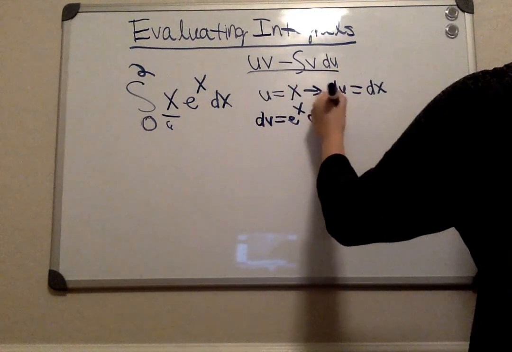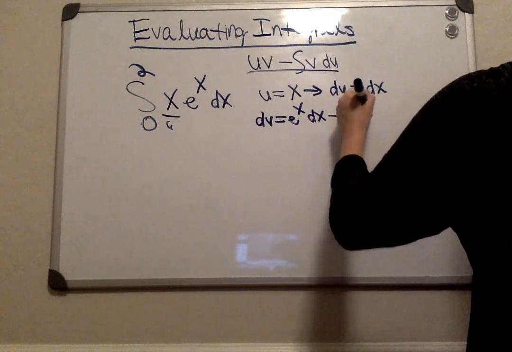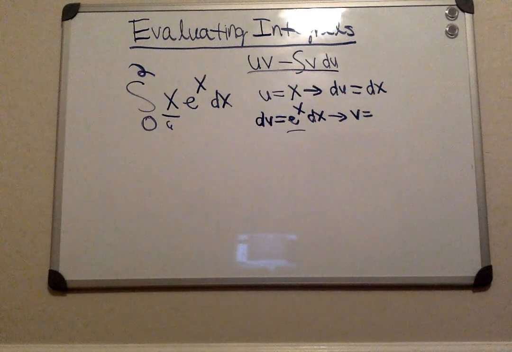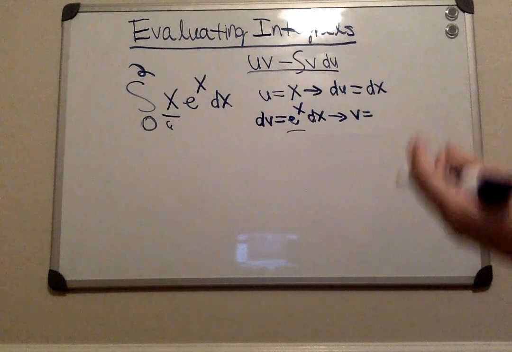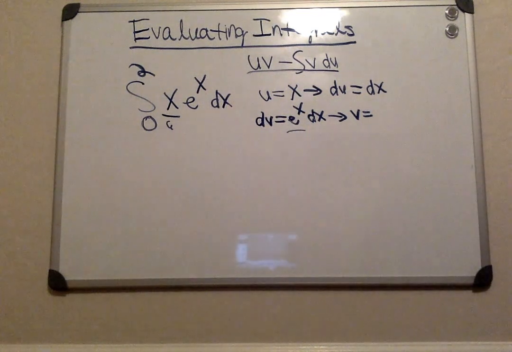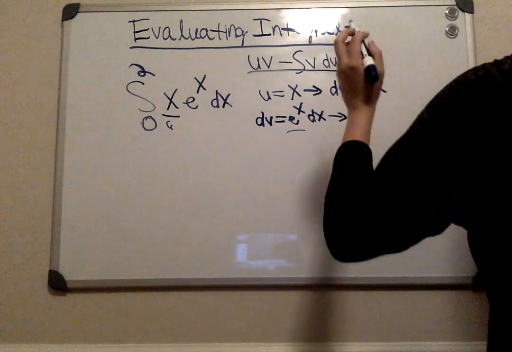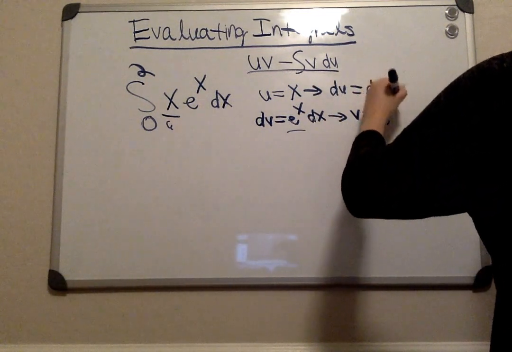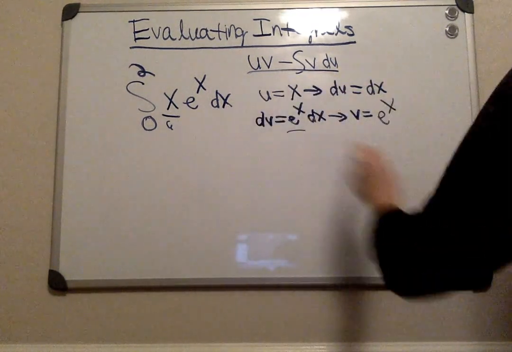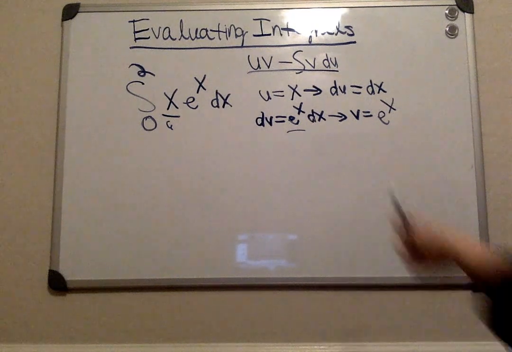And then v is the antiderivative of dv. Okay, e to the x, its derivative is itself, that means the antiderivative is itself. It would be different if there was a number in front of the x, but there's not. So actually v is just going to be e to the x. Now we have our 4 very crucial values, and now we can plug them into this.